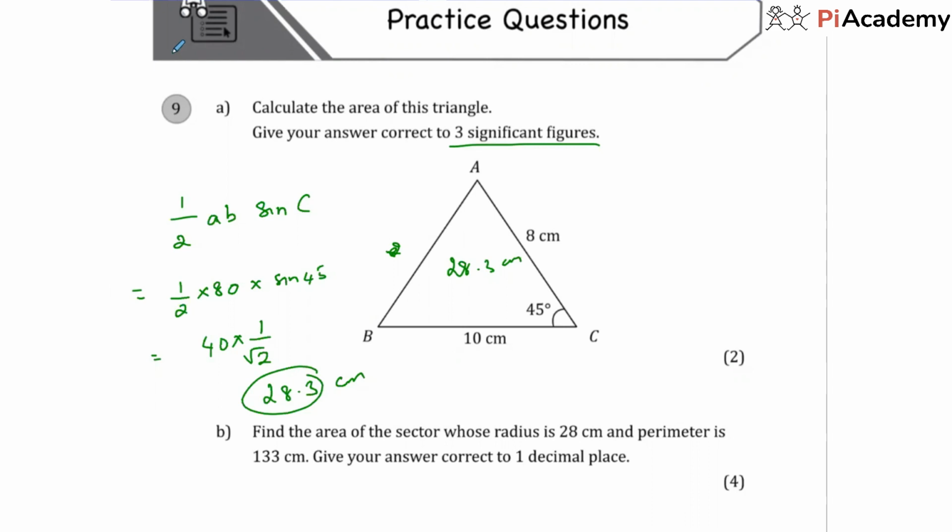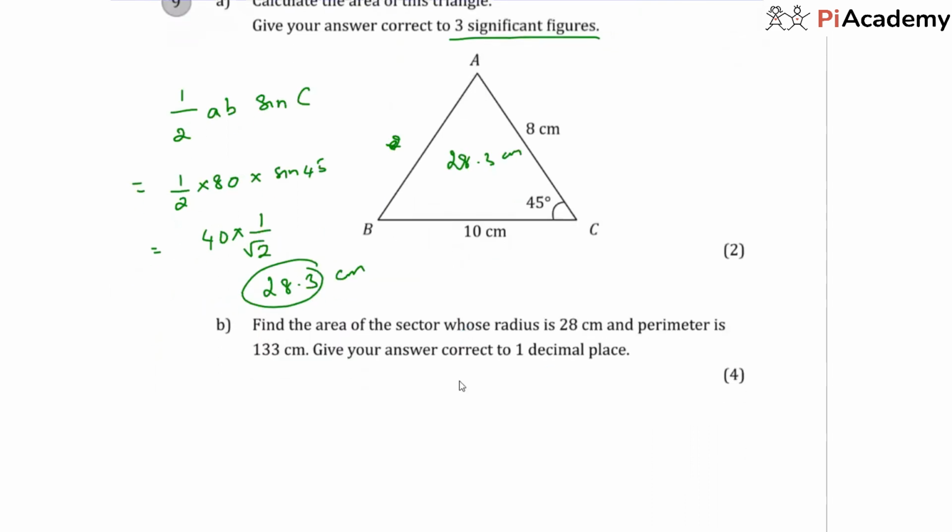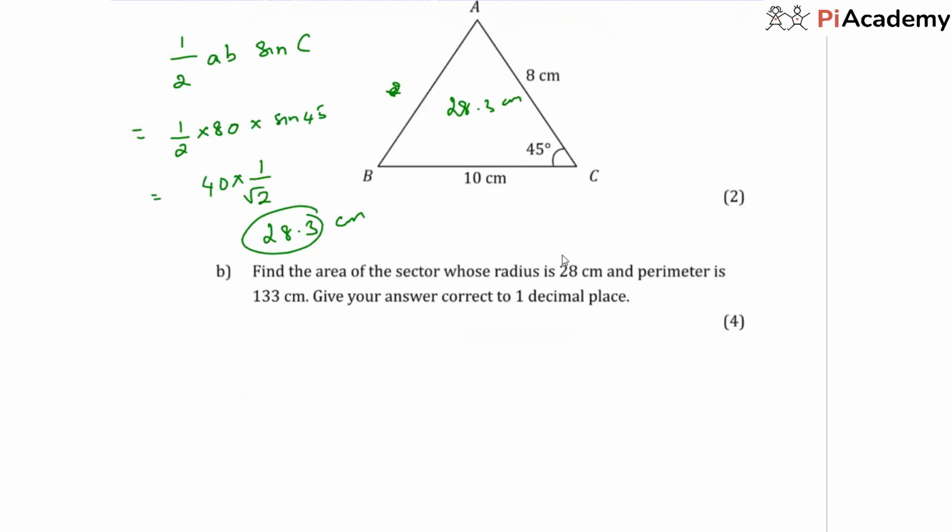Okay. Good. Next. Find the area of a sector whose radius is 28 centimeters and perimeter is 133 centimeters. Give your answer correct to 1 decimal place.